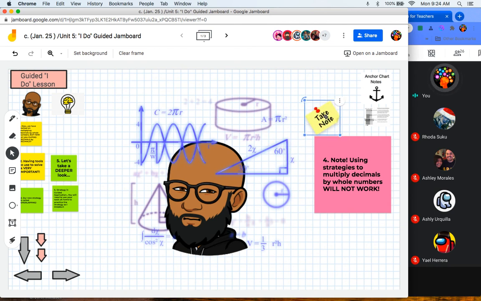Now, I'm going to move my take note. Using overlapping strategies to multiply decimals by whole numbers will not work. Now, I repeat, using overlapping strategies to multiply a decimal by a whole number, it will not work. You must use repeat addition.